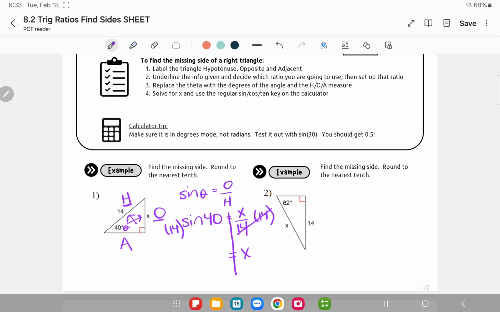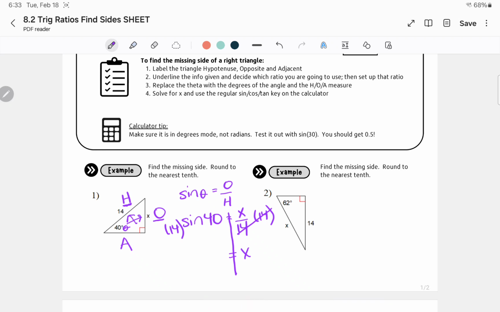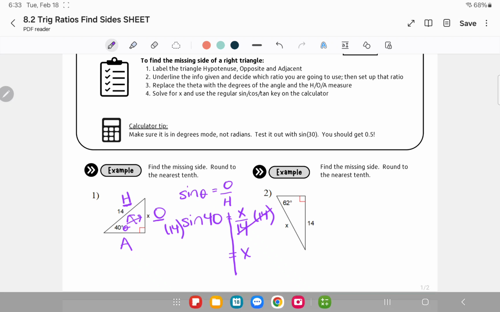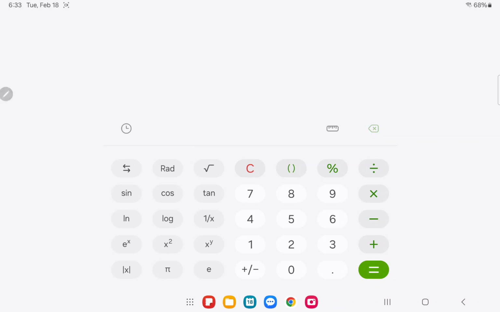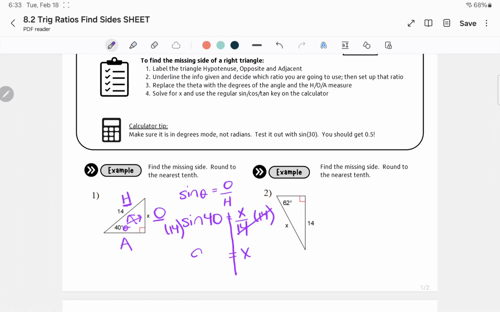Okay, let's put that in the calculator. 14 times sine 40 and hit equals. So we get a long number. It says round to the nearest tenth. So this tenth place that I'm hovering over here, we look after that. Since after that is a 9, this goes up. So instead of 8.9, that's going to be 9.0. So our answer is 9.0.